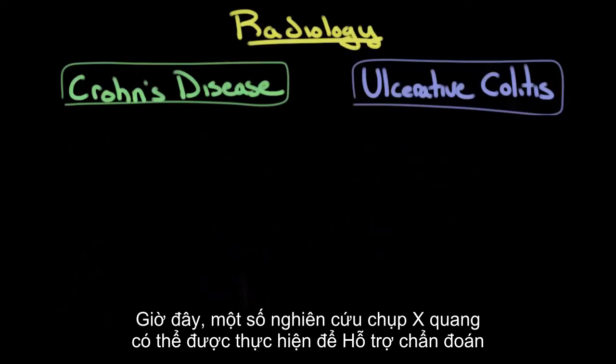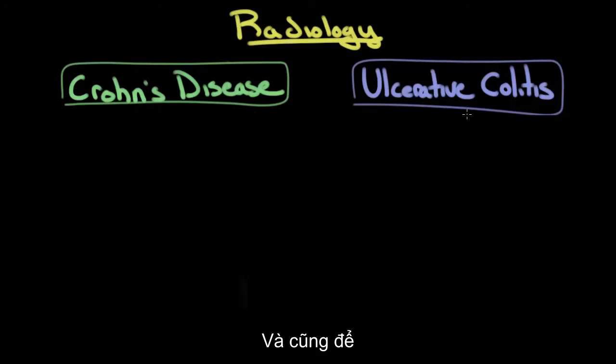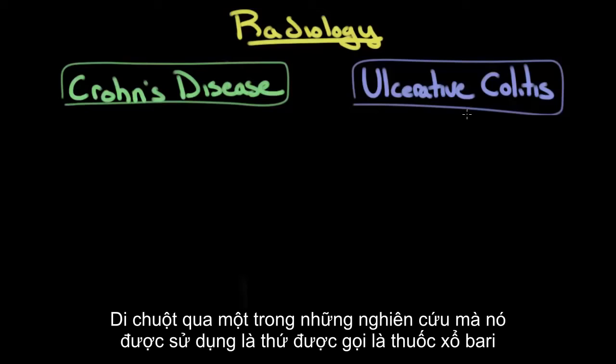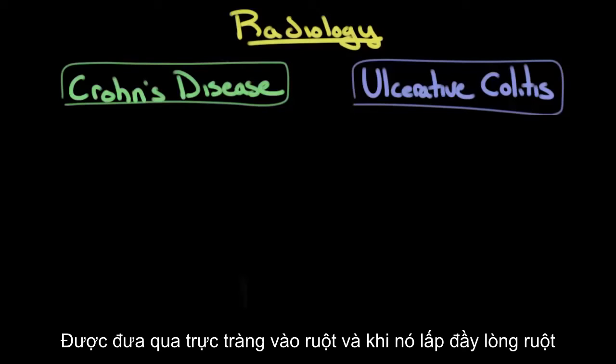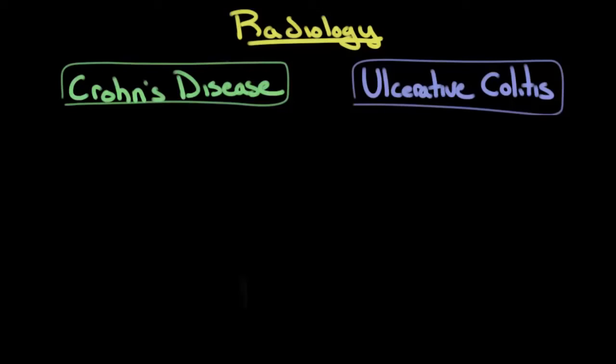Now, a number of radiographic studies can be performed to aid in the diagnosis of Crohn's disease and ulcerative colitis, including CT and MRI. However, one of the studies that's used is something known as a barium enema. Barium is a contrast dye that is inserted through the rectum into the intestines, and as it fills up the intestinal lumen, an X-ray is taken to look at the abdominal cavity.